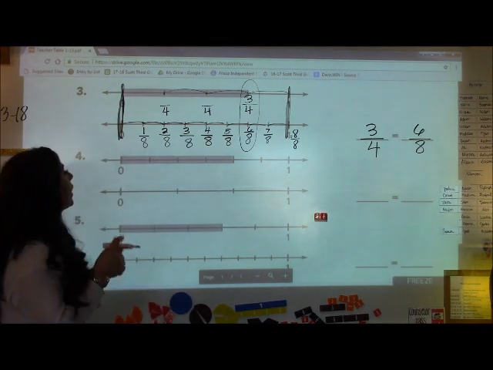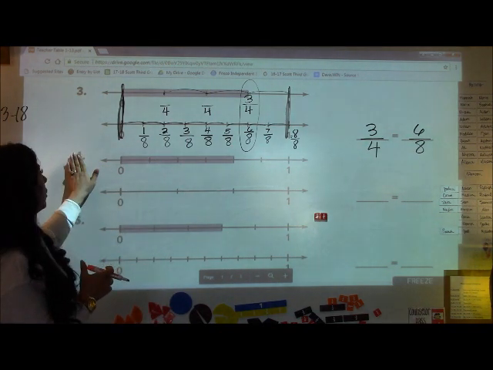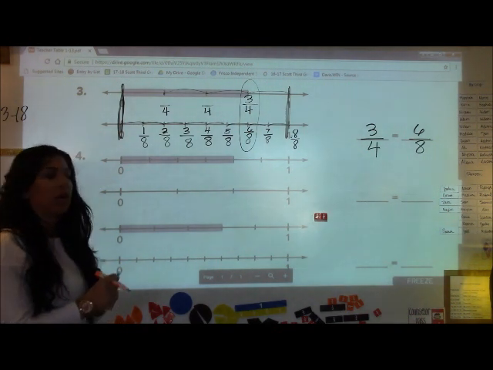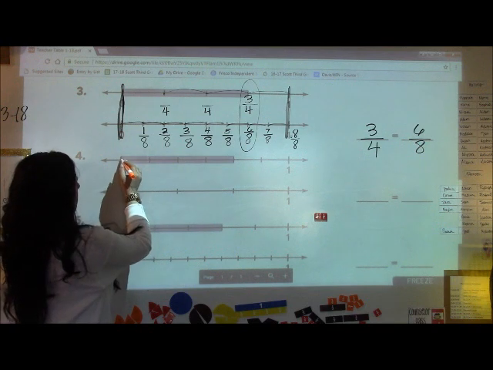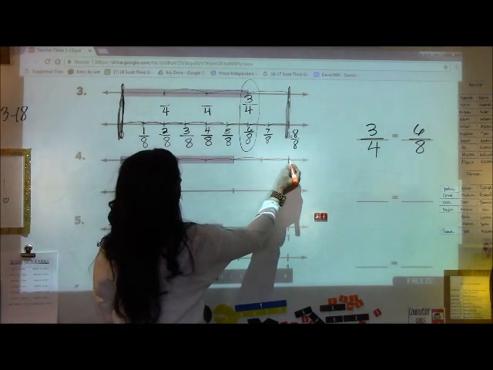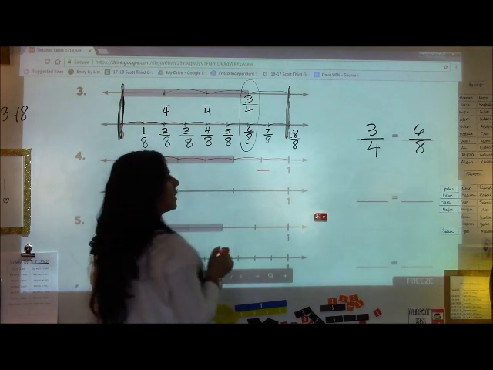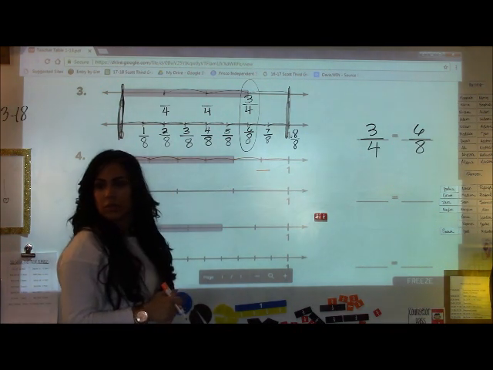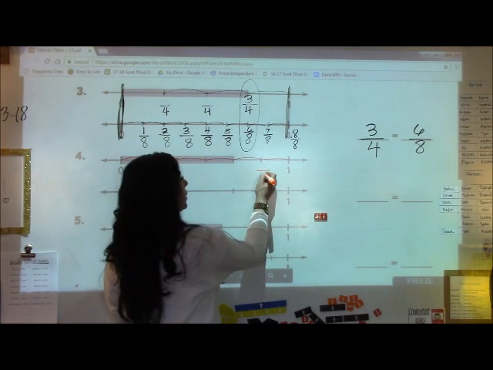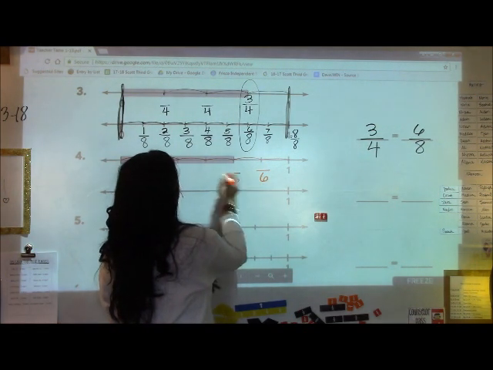So now let's look at this one, number 4. Who's going to help me with this one? John. 1, 2, 3, 4, 5, 6. So what does that give me? 6 as the denominator. Perfect. 6 as a denominator. You're absolutely correct.